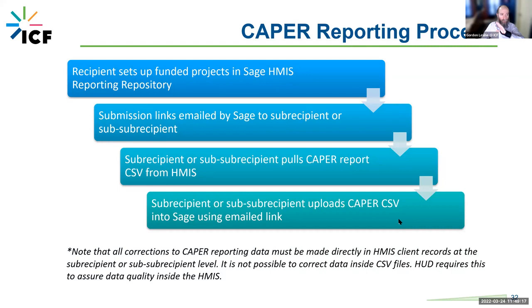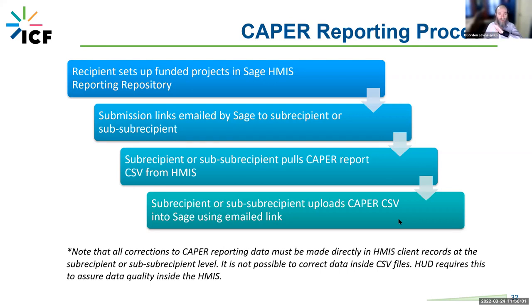The recipient will email links from SAGE to subrecipients to gather data from them. The subrecipient pulls the CAPER report CSV. A CSV file, for those of you who don't know, is basically an Excel file. It's a data file. The subrecipient pulls the CAPER report CSV out of HMIS and uploads it into SAGE using the relevant email link. So ultimately, HCD's responsibility is to set up the CAPER reporting box in SAGE, and then subrecipients put their data into that box.